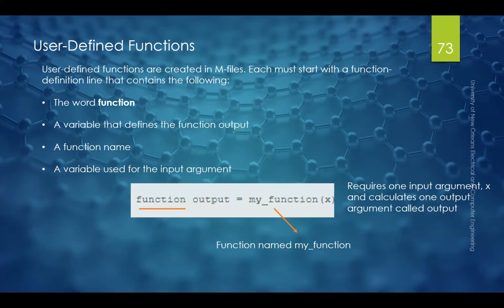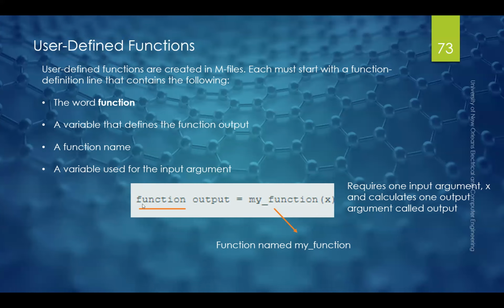So user-defined functions in MATLAB are created using m-file extensions, which is very common, just like the scripts. Each must start with a function definition line that must include the following: the word function, a variable that defines the function output, a function name, and a variable used for the input argument.